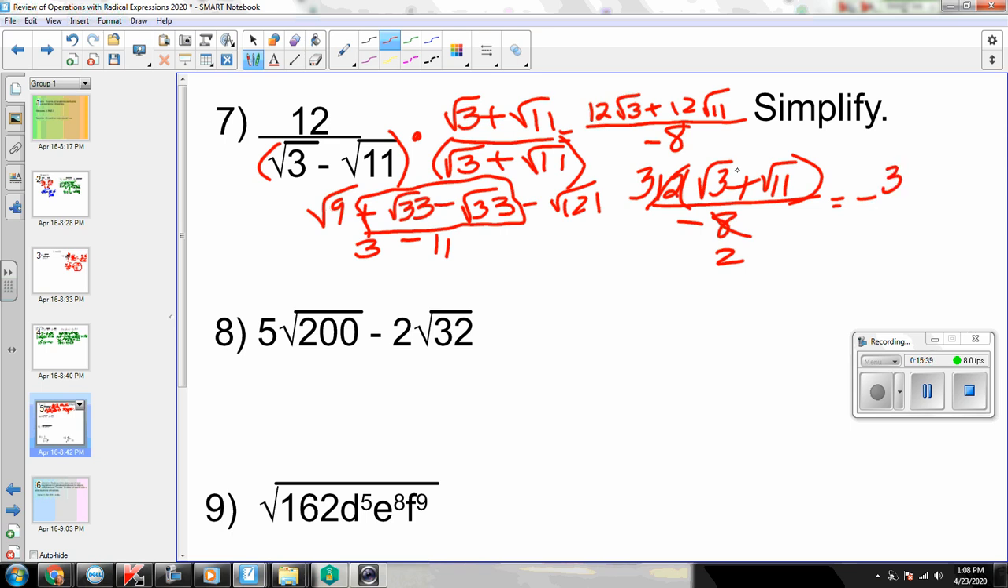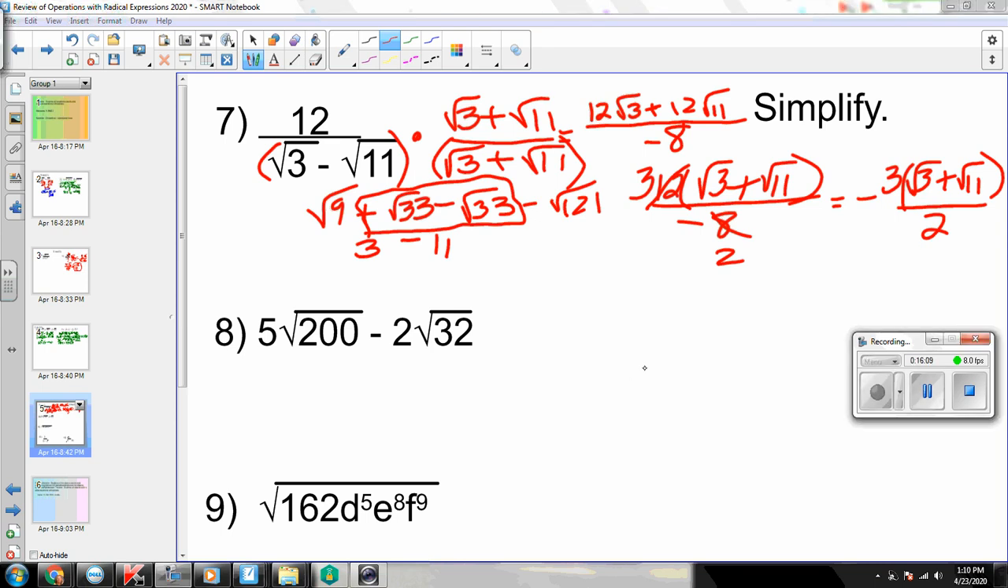I'm going to have 3. And it really doesn't matter whether you use the distributive property or you just leave the radical 3 plus radical 11 in the numerator in parentheses. I know I'm having a little trouble here, so let me fix this. I'm trying to write radical 3 plus radical 11. There we go. And then the denominator was a 2.